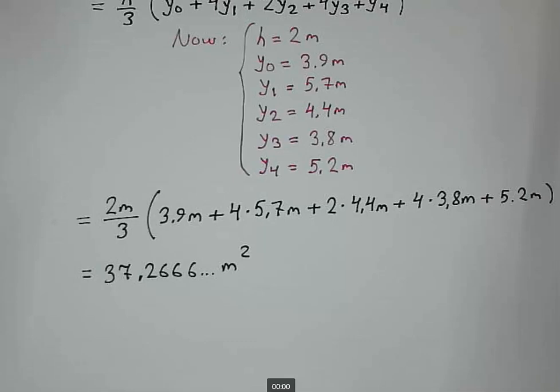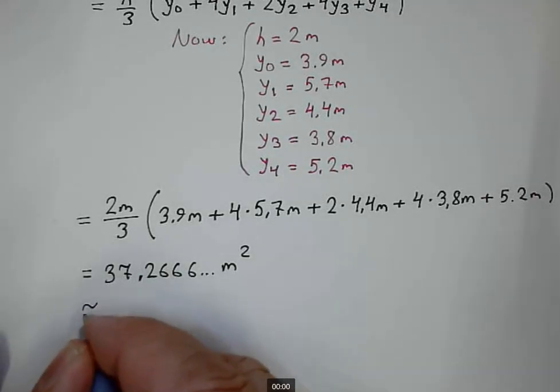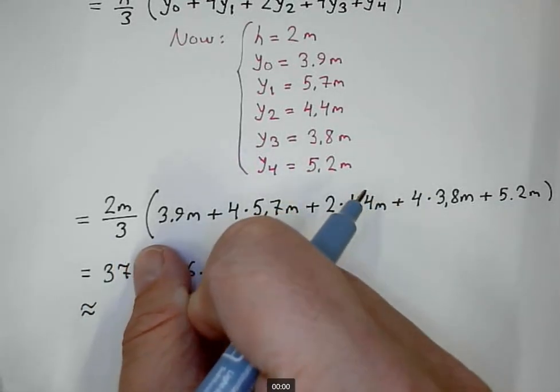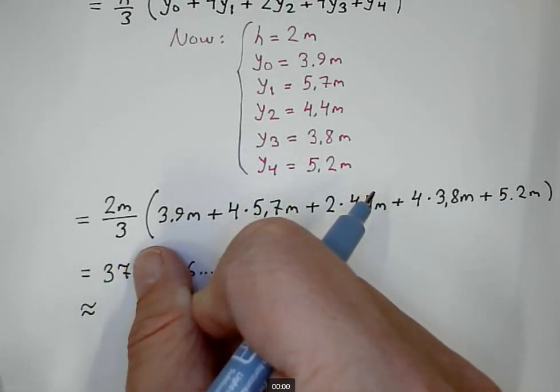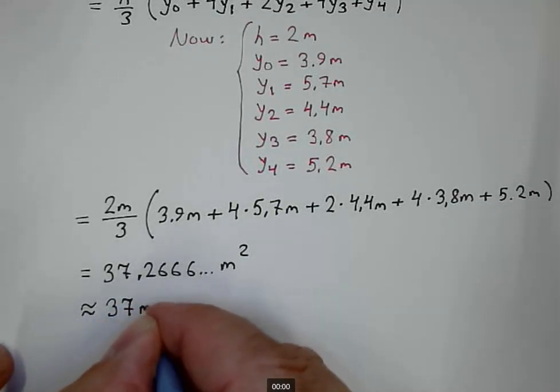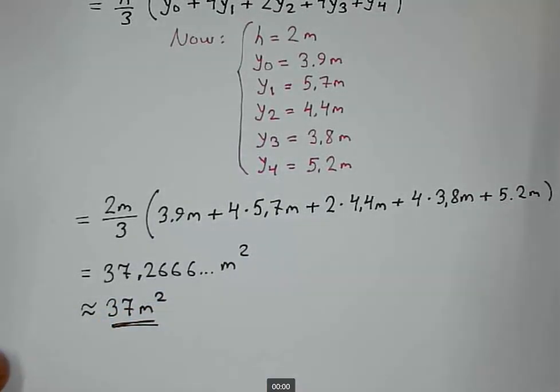So that would mean that the rounding of this answer should be rounded to 2 figures. So 2 first figures is there, 37, and it stays. So it is 37 square meters.